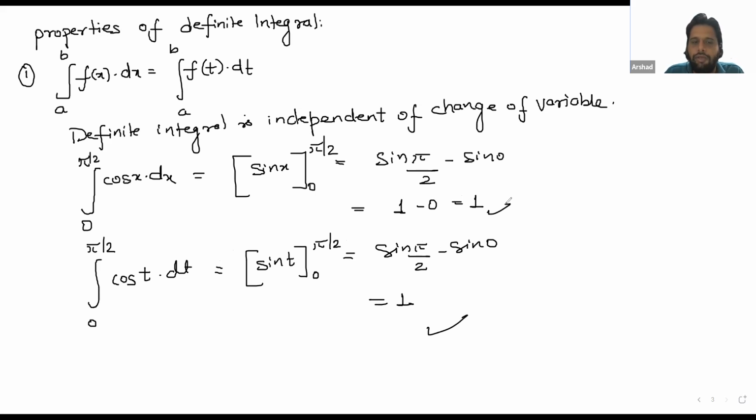So that means definite integral does not depend on the variable. You have an x or you have a t. If you have the same limit and the function is same, then your answer will be equal. Okay, so I hope this is clear to both of you. Please note down this, raise your hands once it is done, then we will check the next property. In case of any doubt, please let me know. I will again explain this to you.